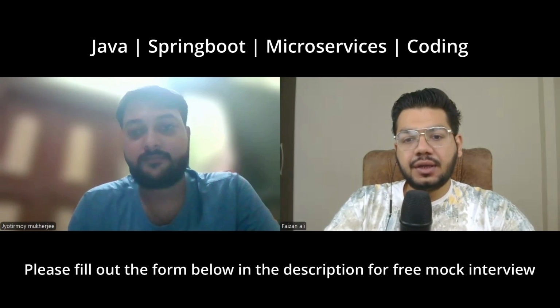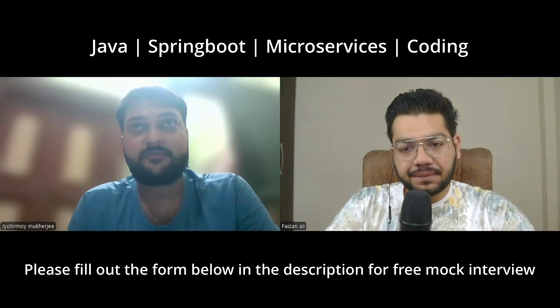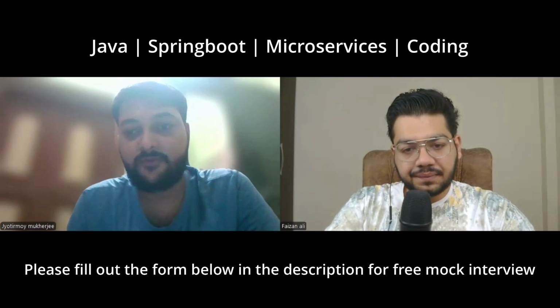Okay. So have you worked with the date time API in Java 8? I just used the time formatter one only, like date time equal to date time dot now and the time formatter.